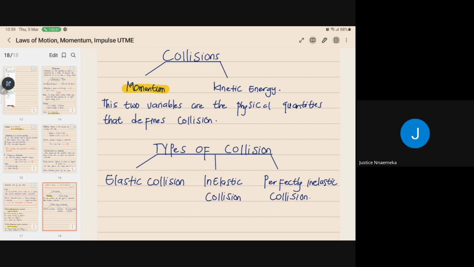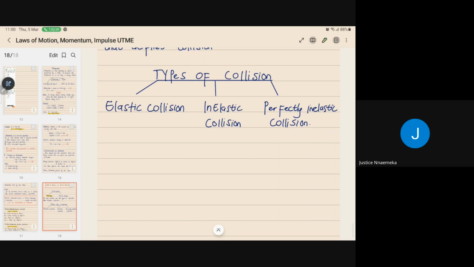Okay, so let's go. First one, let's talk about elastic collision. Elastic collision is the one where they come together and still separate. Example, if we throw a ball on a wall, it hits the wall and it goes off. So that kind of collision is what we regard as the elastic collision. There is no permanent deformation. Everybody maintains their own velocity and then they leave. They collide and everybody goes its way. That is your elastic collision.